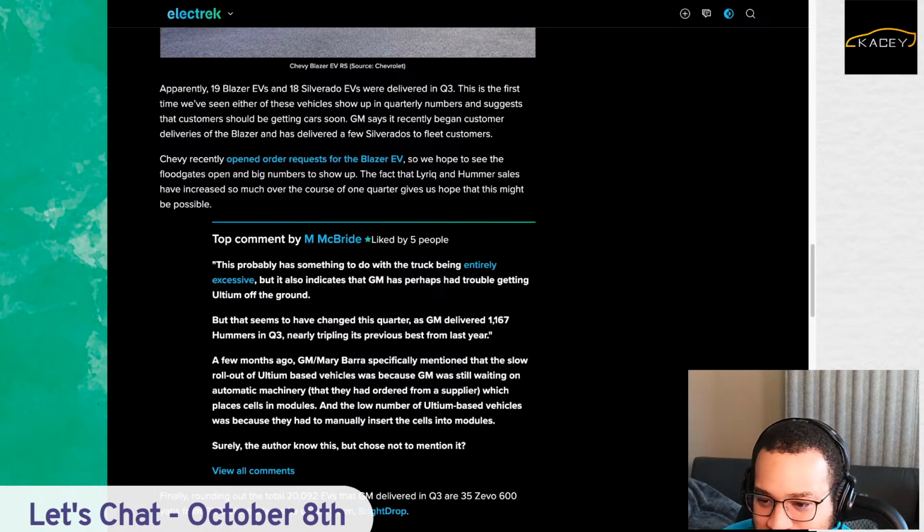A few months ago, GM CEO Mary Barra specifically mentioned that the slow rollout of Ultium-based vehicles was because GM was still waiting on the automatic machinery that they had ordered from a supplier, which places the cells in modules, and that the low number of Ultium-based vehicles was because they had to manually insert the cells into the modules. Well, there you go. So we should expect to see substantial increases this quarter coming, hopefully.